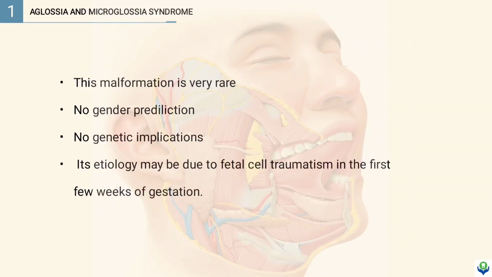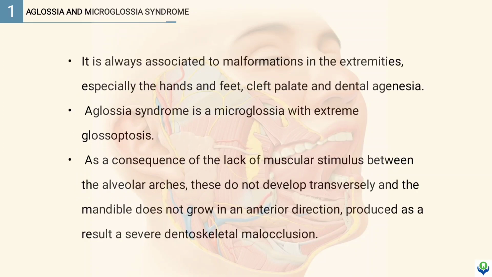Aglossia and microglossia syndrome. This malformation is very rare. It has no gender predilection and no genetic implications. Its etiology may be due to fetal cell traumatism in the first few weeks of gestation. It is always associated with malformations in the extremities, especially the hands and feet, cleft palate, and dental agenesis.